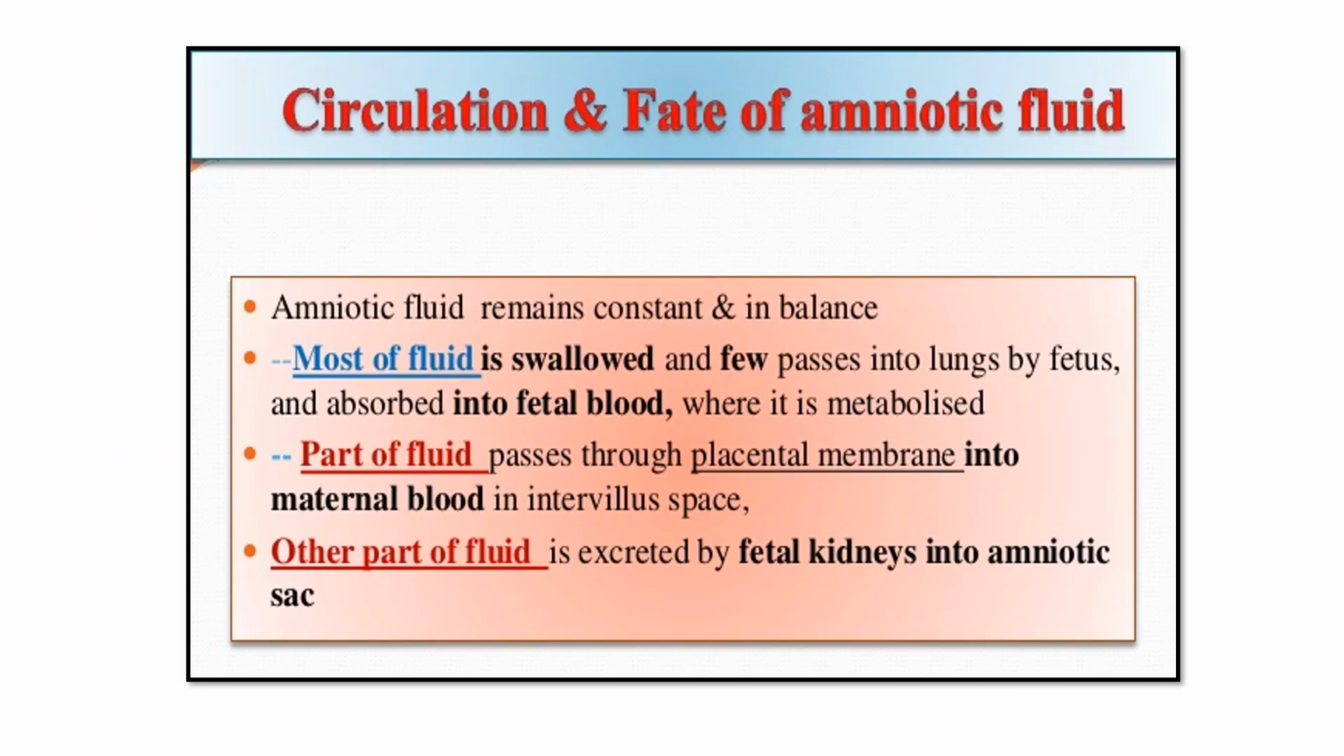Coming to the circulation and fate of amniotic fluid, which remains constant in balance. Most of the fluid is swallowed and a few passes into the lungs of the fetus and is absorbed by fetal blood and therefore finally by the maternal tissue or the placenta. Part of the fluid passes through the placental membrane to the maternal blood in the intervillous spaces. Another part of the fluid is excreted by fetal kidneys into the amniotic sac.